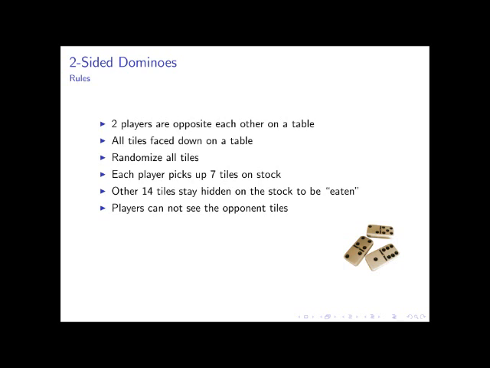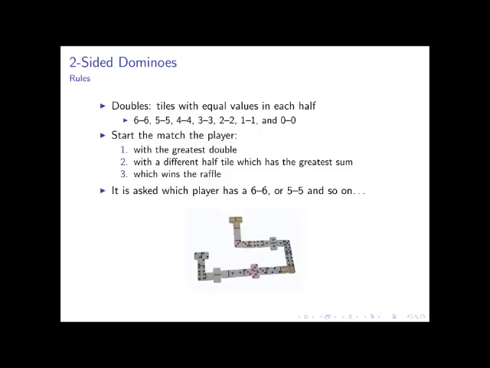All tiles must be face down and then randomized. Each player must pick up 7 tiles from the stock. The other 14 must be hidden to be eaten later. Players cannot see the opponent's tiles. A tile with repeated values is called a double. The player who has the greatest double starts the game, for example 6-6 or 5-5.